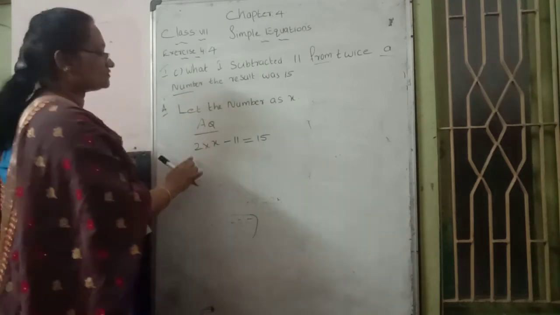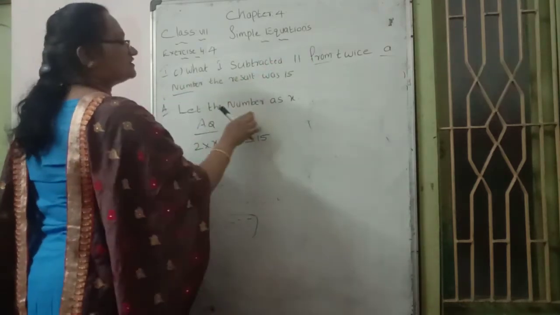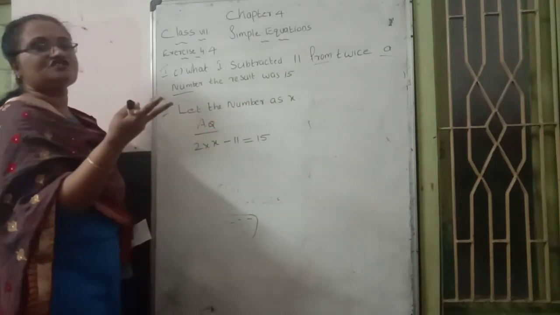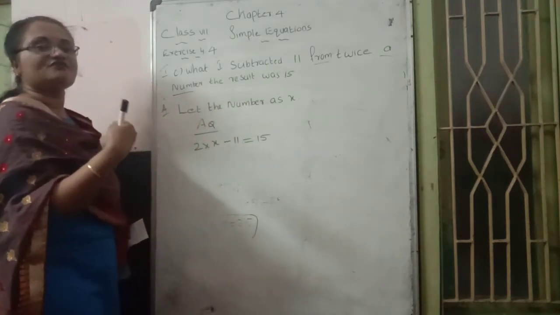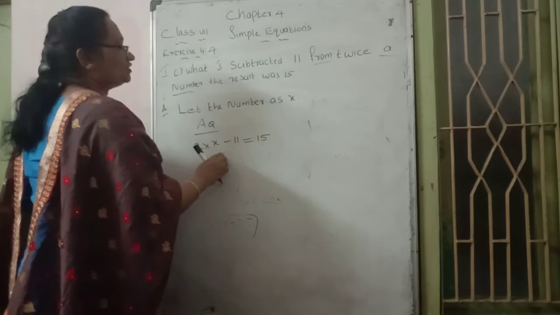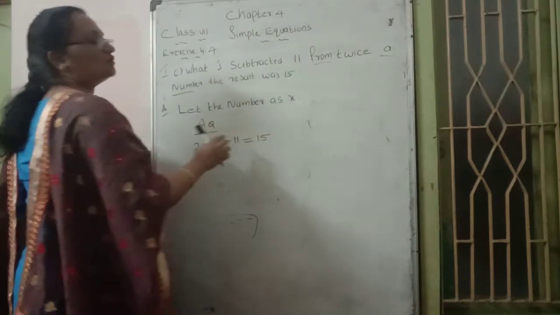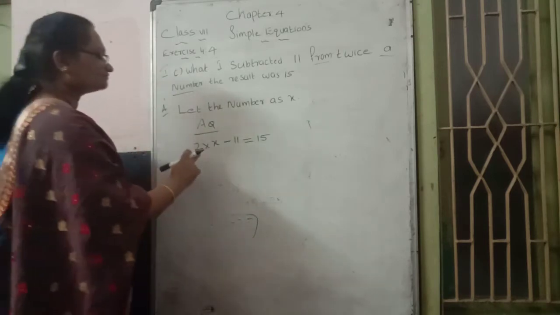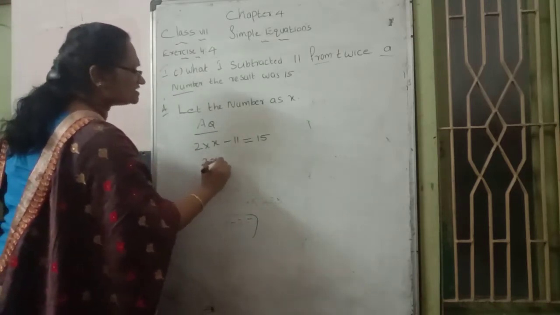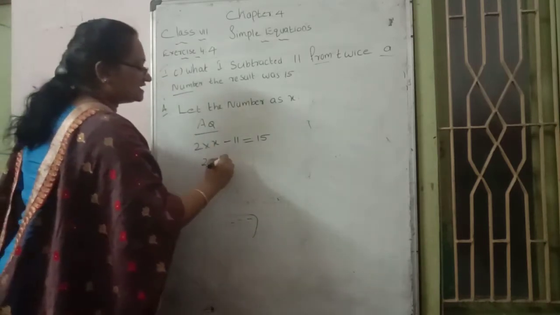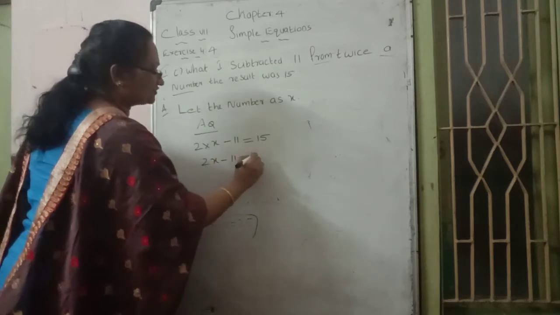Into operation. That's why 2 into a number, we consider, as we don't know which number, so we consider it as an alphabet x. So 2 into x, subtracting 11, equals how much will we get there? 15. 2 into x becomes how much? 2x. Minus 11 equals 15.